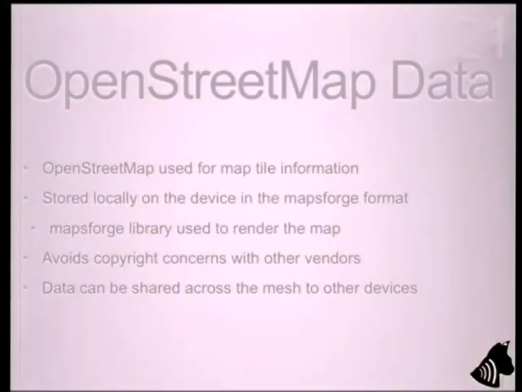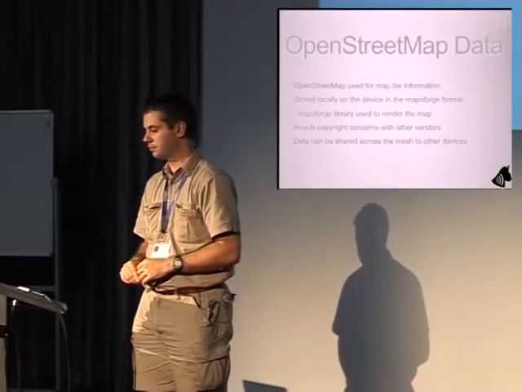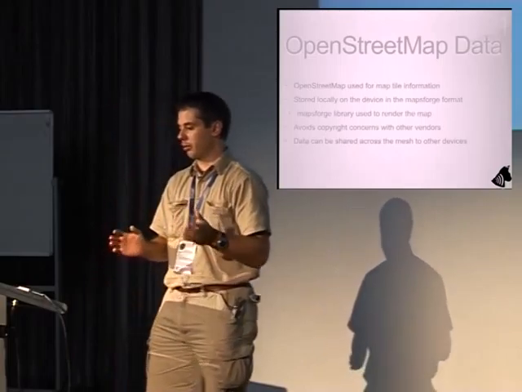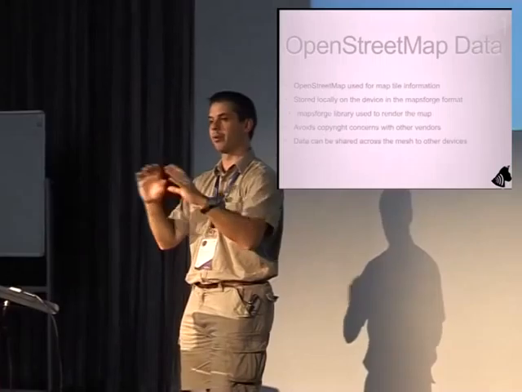So OpenStreetMap data is what we're using for the maps. The map gets stored locally on the phone. This avoids the copyright issues with Google or using any other source. And we're using a fairly compact binary format that's then quite easy for us to distribute around using the Rhizome service. In the long term, what we're actually planning to do is to set up a regular process that will build map tiles for everywhere in the world.